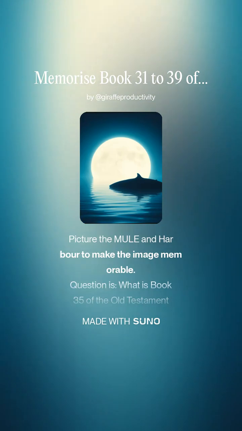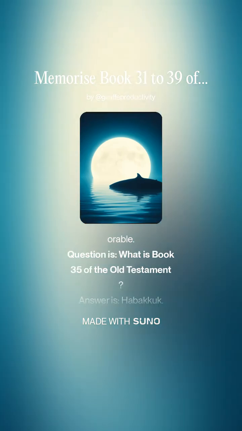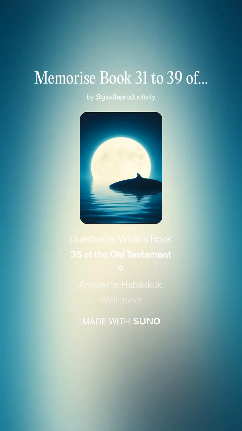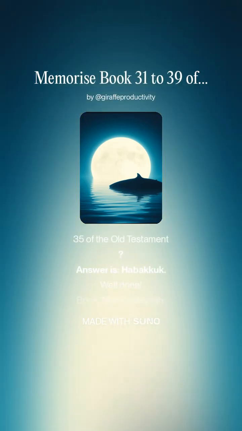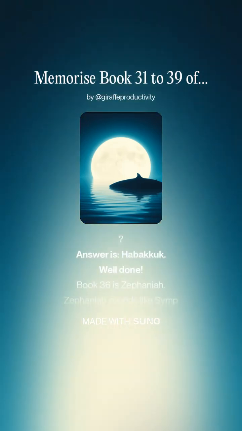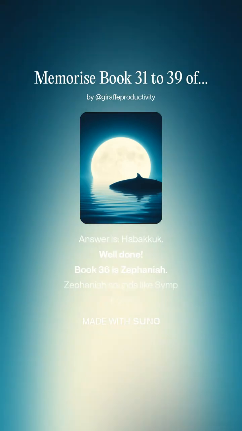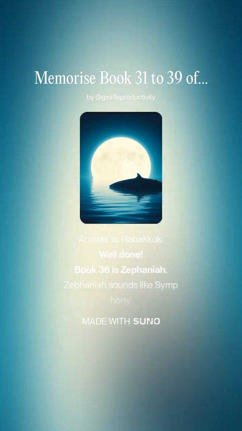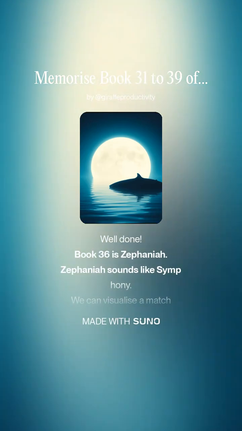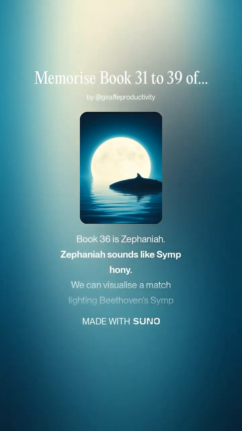Picture the mule and harbor to make the image memorable. Question is, what is book 35 of the Old Testament? Answer is Habakkuk. Well done. Book 36 is Zephaniah. Zephaniah sounds like saffron.